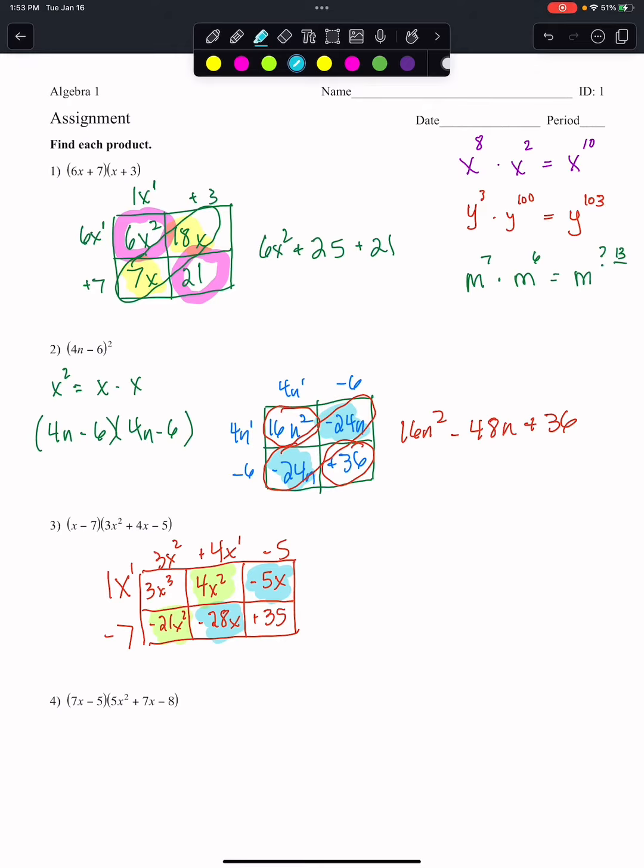Okay, so let's go ahead and finish out our problem here. The top left always goes first. That's going to go in the front. Now we're going to add negative 21x squared plus 4x squared, which is negative 17x squared. Now I'm going to do negative 28x minus 5x, which is negative 33x. And finally, the bottom right-hand corner always goes at the end. This is your final answer.